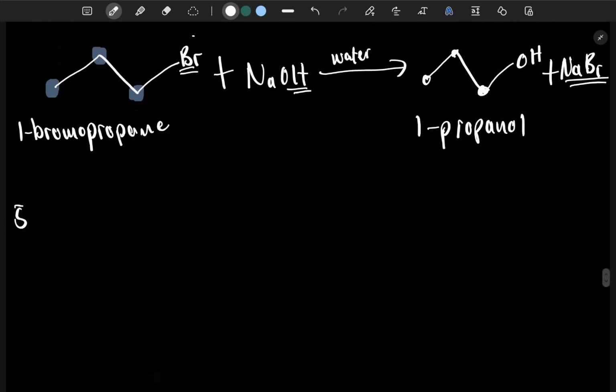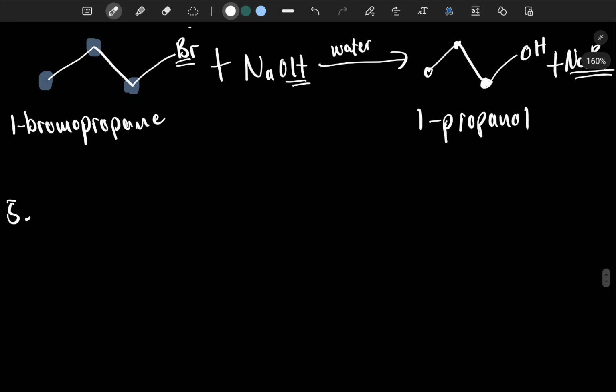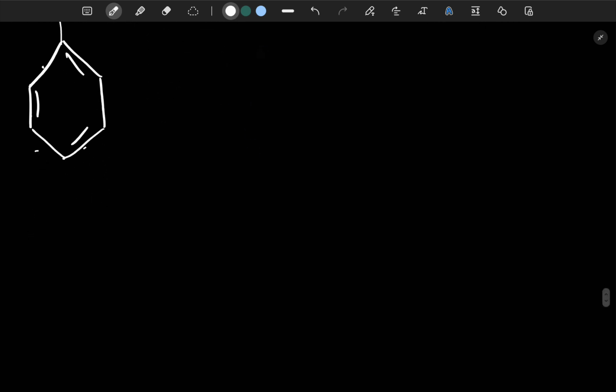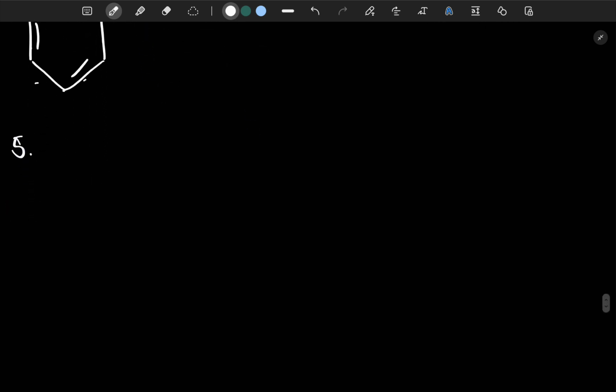Now let's go to number 5. Number 5 and 6 now, we are making phenols. We are making a special type of alcohols called phenols, and a phenol is when you have your benzene ring, 1, 2, 3, 4, 5, 6, and then you put your OH there, and that is what you have as your phenol. So number 5, how are we going to make it?